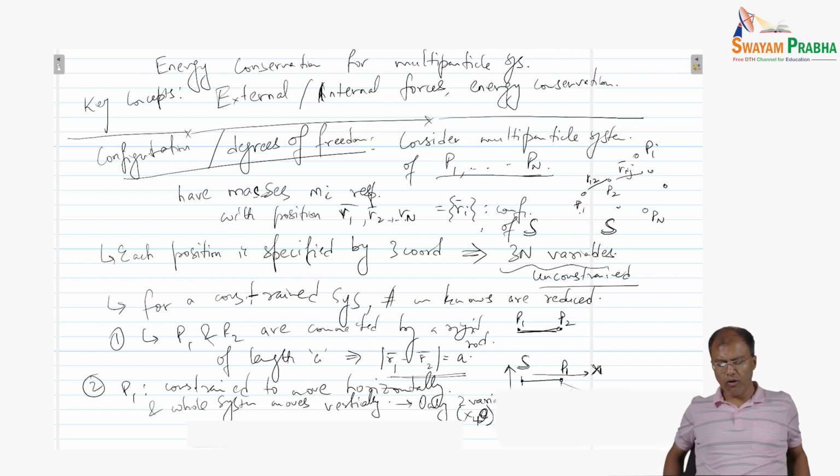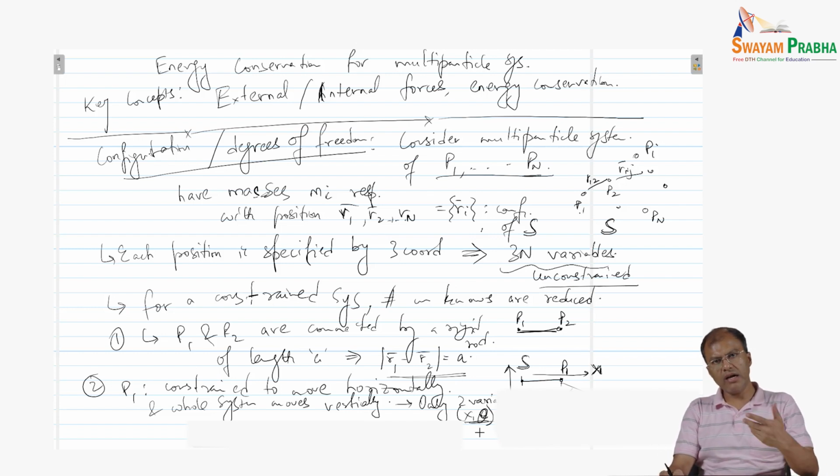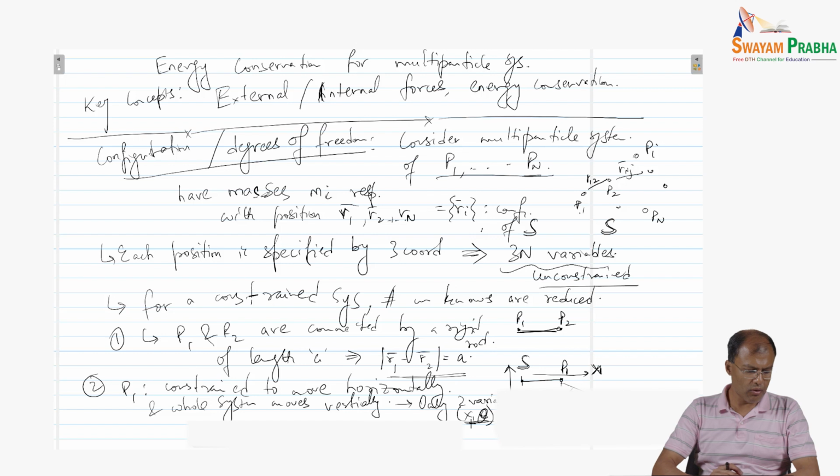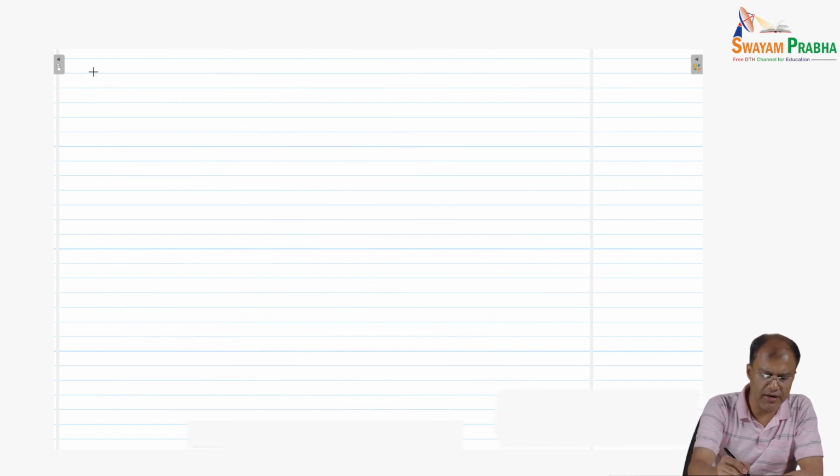So P1 is constrained to move horizontally, and the whole system is allowed to move vertically. So the only variables which completely define the system are this horizontal distance x and this angular displacement theta. So unlike having 6 unknowns for the positions of 2 particles, we now have only 2 unknowns, and hence we have the constrained system with a reduced number of unknowns. I call these unknowns my degrees of freedom, or the variables which are undetermined, right? So let me come to the definition of degrees of freedom.